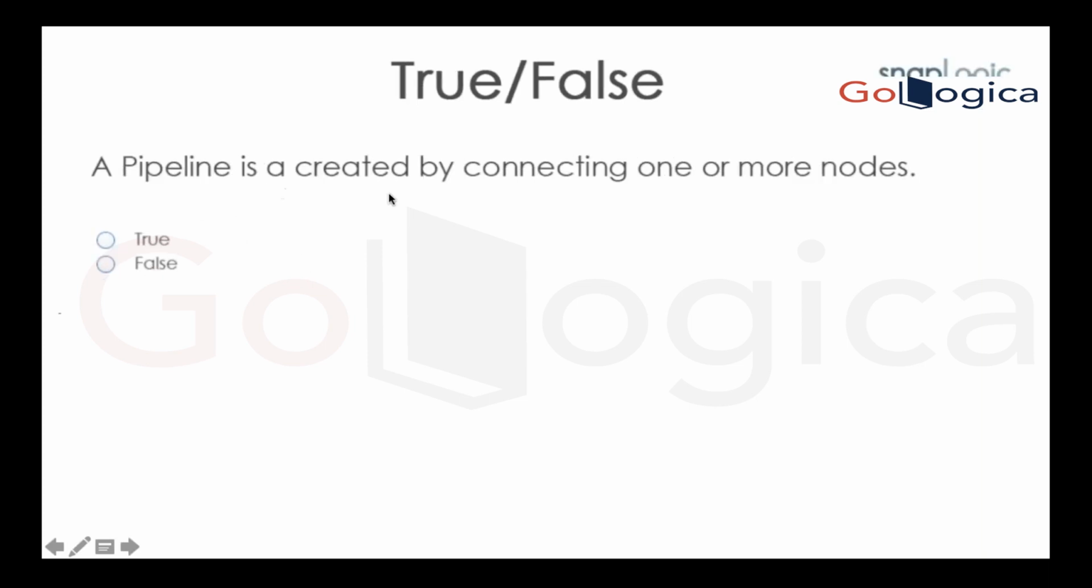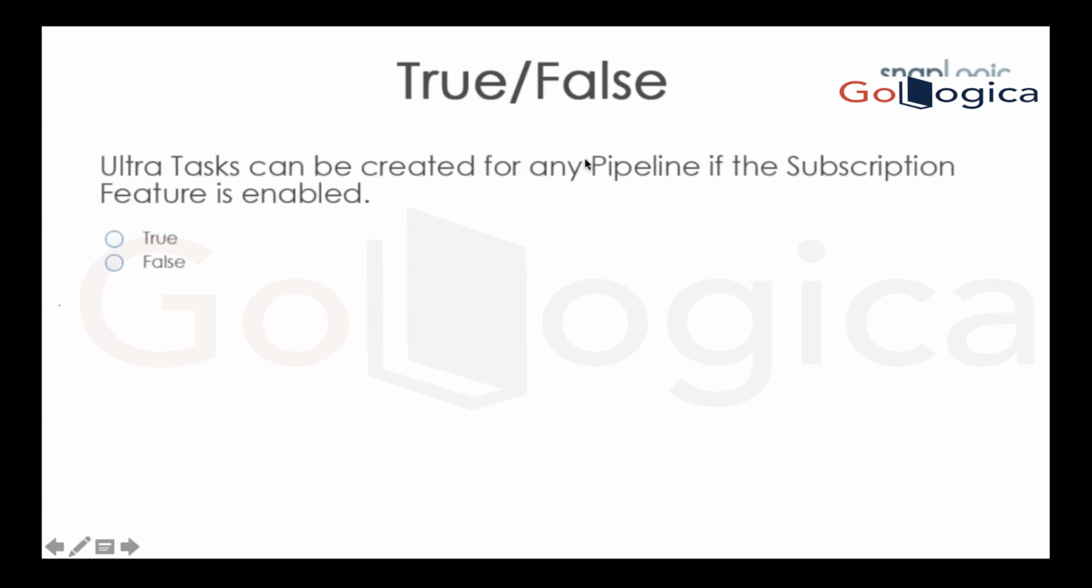Next, a pipeline is created by connecting one or more nodes. False. Snaps. A pipeline is created by connecting snaps, right? Then which one is a collection of nodes? It's a Snaplex. Next, an ultra task can be created for any pipeline if the subscription feature is enabled. No, it's only for streaming pipelines. Correct, exactly. For batch mode pipelines, an ultra task cannot be created. It is only for streaming pipelines.